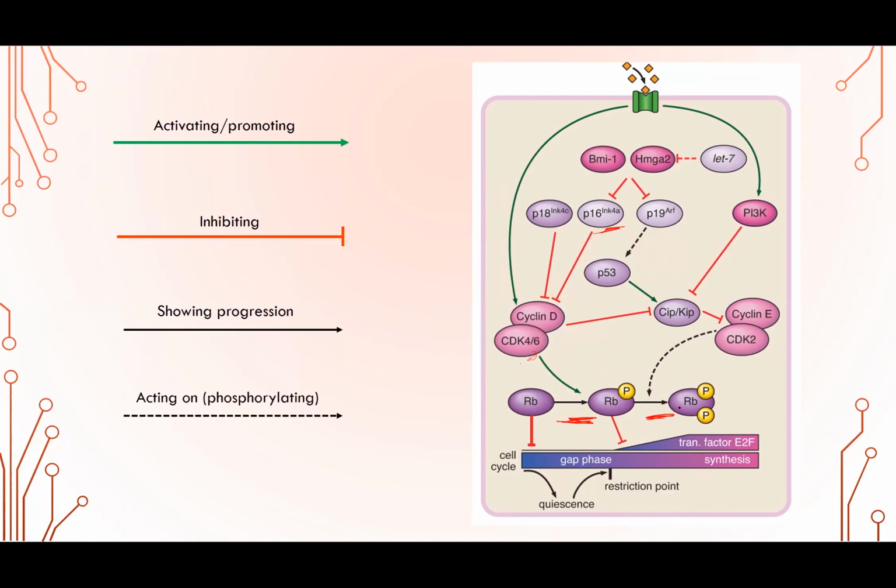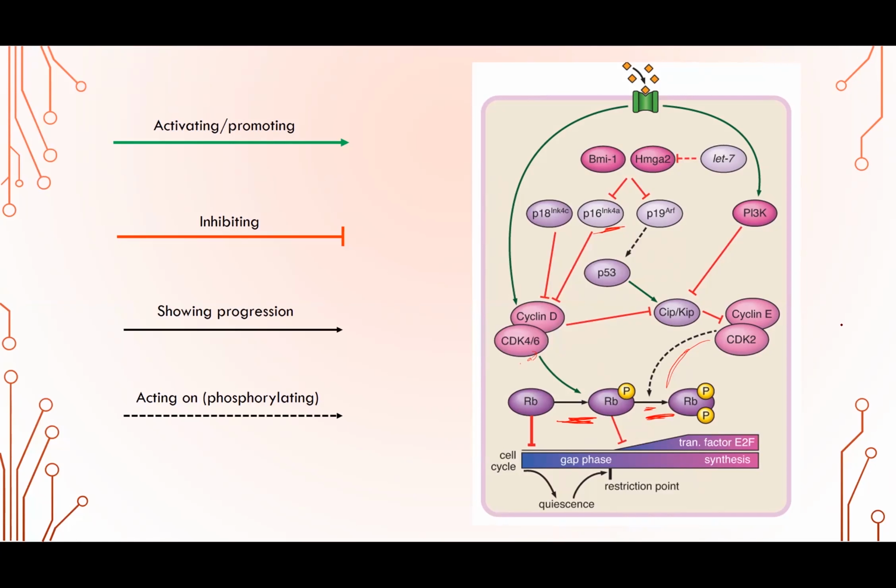And then this dashed arrow shows acting on. So you see this one here, CDK2, and it's going on here, right between RB with one phosphate and RB with two phosphates. So this is showing that this CDK2 is allowing RB to have its second phosphate, or it's actually phosphorylating it for the second time.